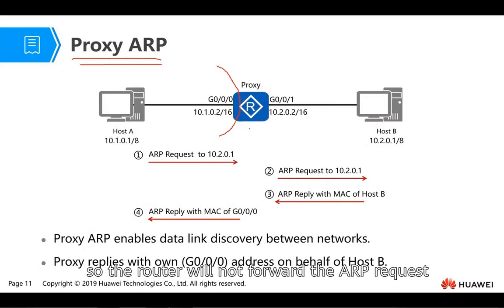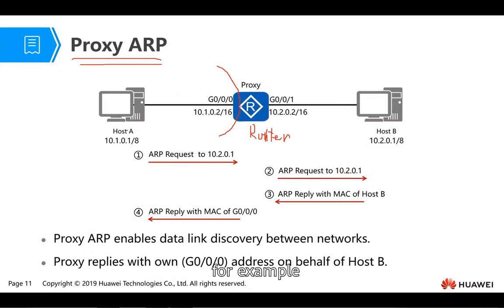So the router will not forward the ARP request. For example, host A is sending an ARP request in this network. Then host B in the second network cannot receive this ARP. The router just drops it.